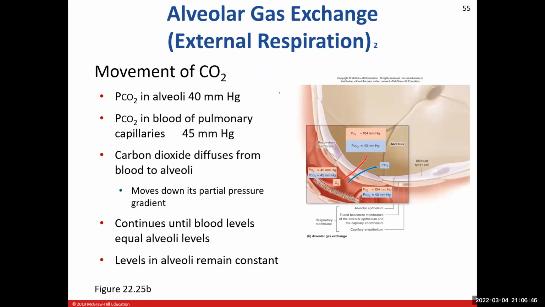So what happens with carbon dioxide? Well, same concept, different direction. The partial pressure of carbon dioxide in the alveoli is 40 millimeters of mercury. The partial pressure of carbon dioxide in the pulmonary capillaries is 45 millimeters of mercury. It's going to diffuse, or move, down its partial pressure gradient. That means it's going to move from the blood into the lungs. From the blood into the lungs.